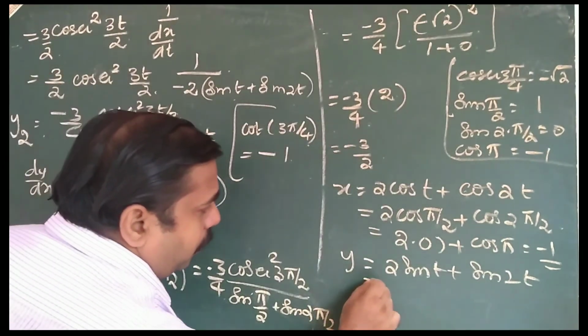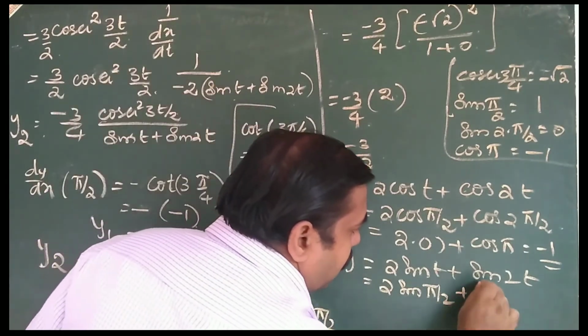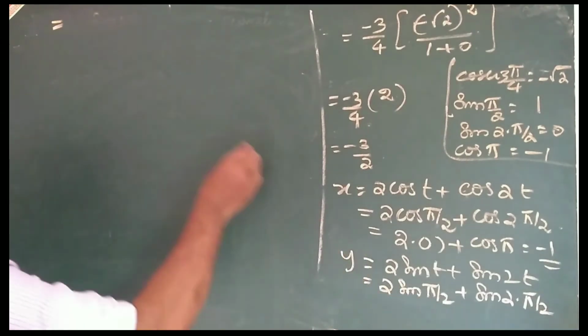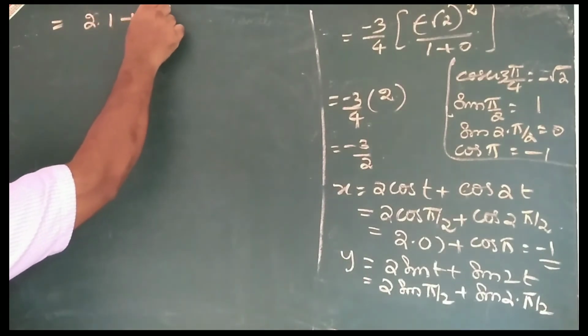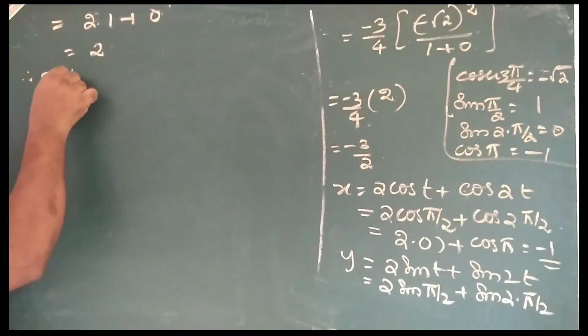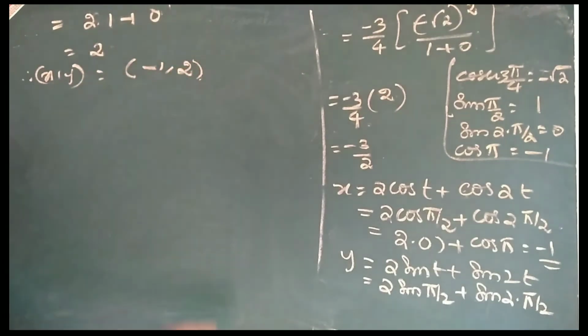Now y is equal to 2 sin t plus sin 2t. So that is equal to 2 sin pi/2 plus sin 2 into pi/2. Sin pi/2 is 1, sin pi is 0. So that is equal to 2. Therefore the point is minus 1 comma 2.